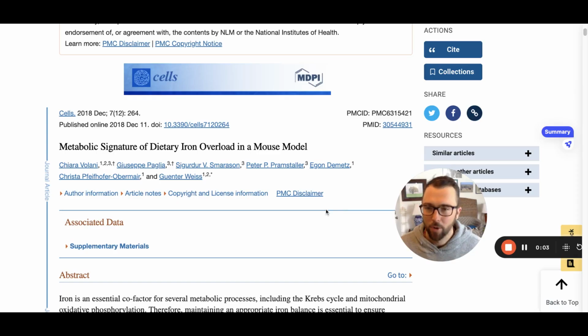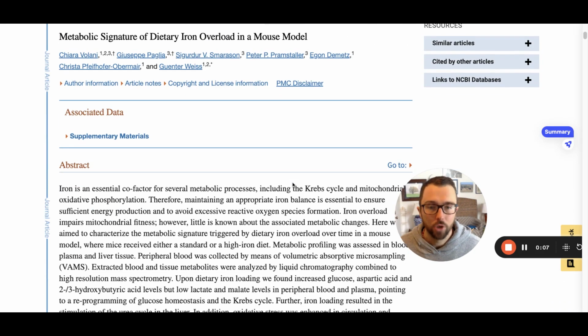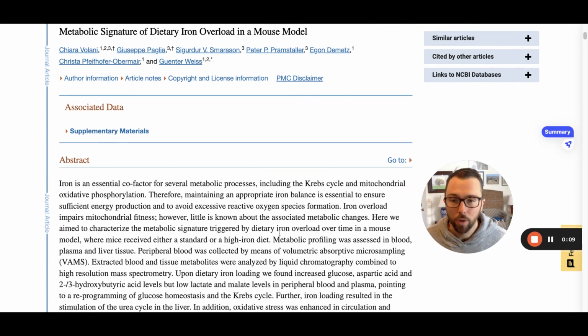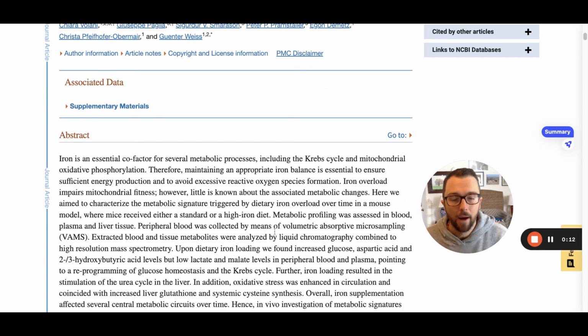So here we are with our paper, Metabolic Signature of Dietary Iron Overload in a Mouse Model. In terms of what we're looking for, the specific areas where the researchers were looking for the effects of iron were in the blood, specifically the blood cells and blood tissue, or the red blood cells, the plasma, which is the fluid in the bloodstream that isn't the blood cells, and then liver tissue specifically.